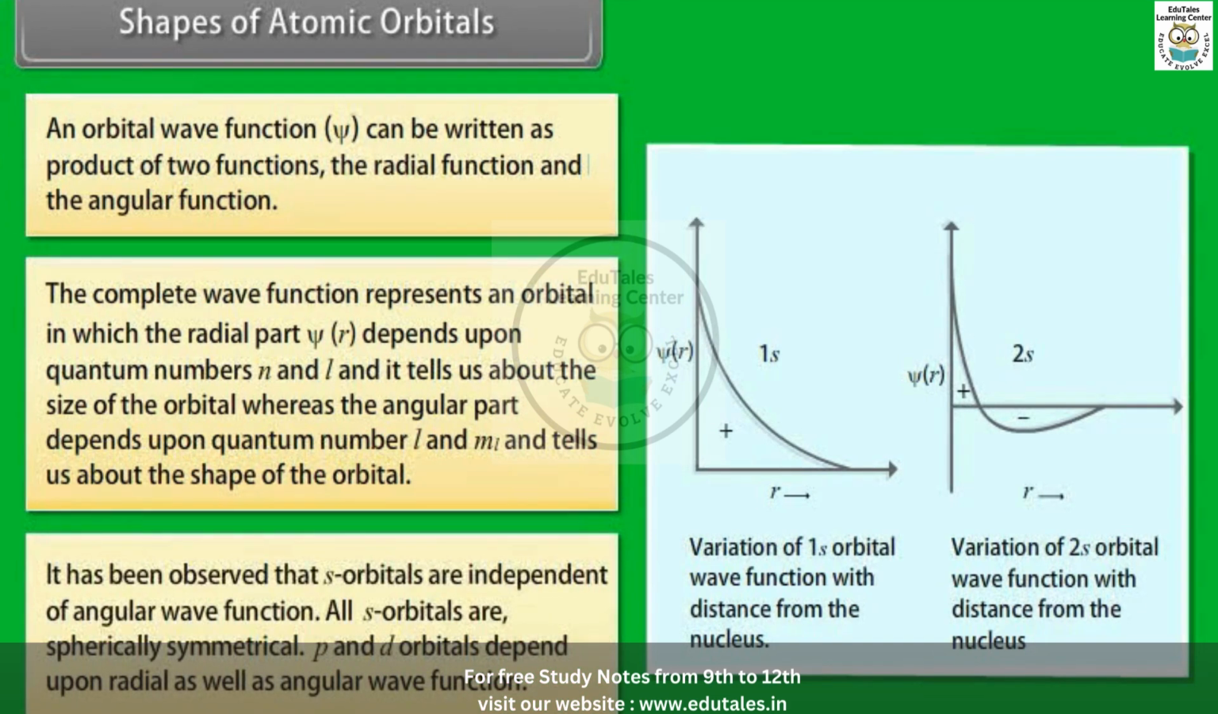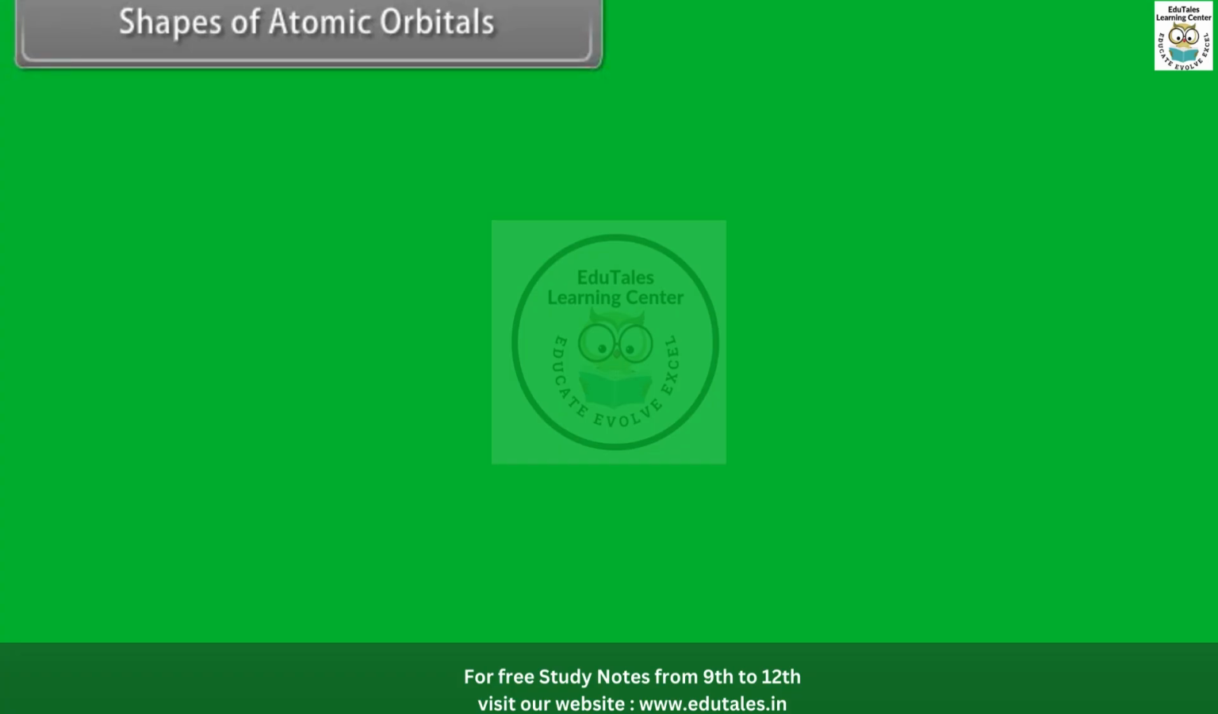It has been observed that s orbitals are independent of the angular wave function. All s orbitals are spherically symmetrical. P and d orbitals depend upon radial as well as angular wave function. Shapes of atomic orbitals.